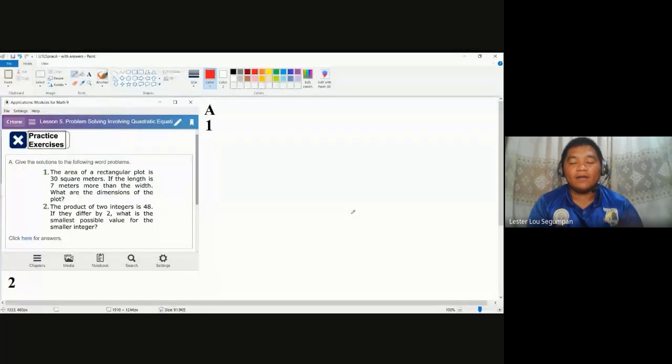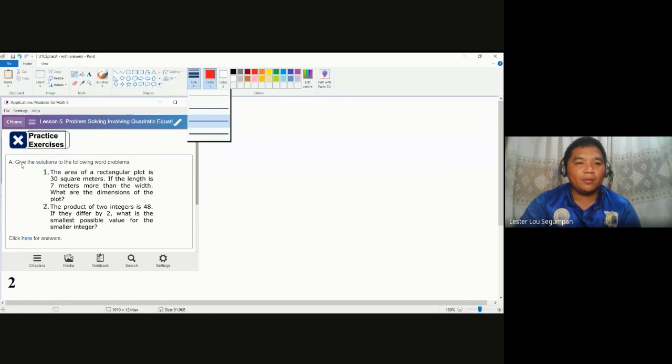The concepts that are discussed in Unit 1, which is actually on quadratic equations, are applicable in real life situations. Sharing to you right now are two of the possible real life problems that will cover the concepts that were discussed when we talk about quadratic equations. So these are the two problems, and we are asked to give the solutions.